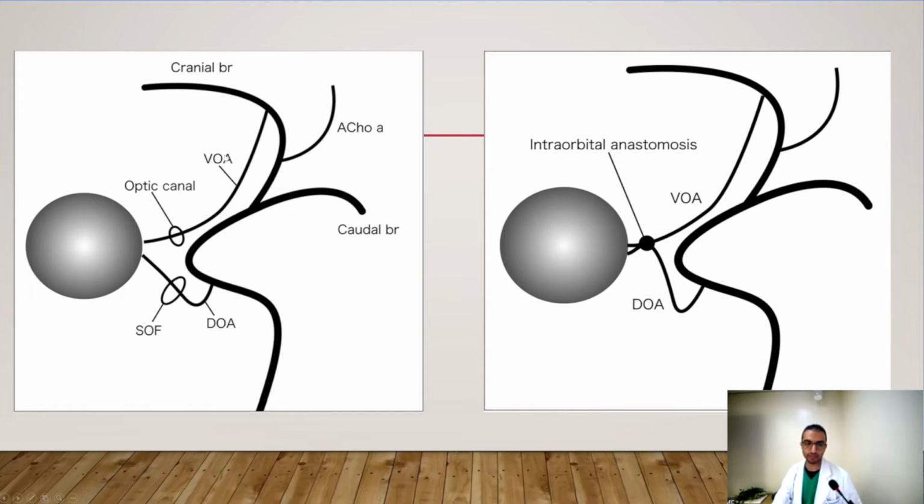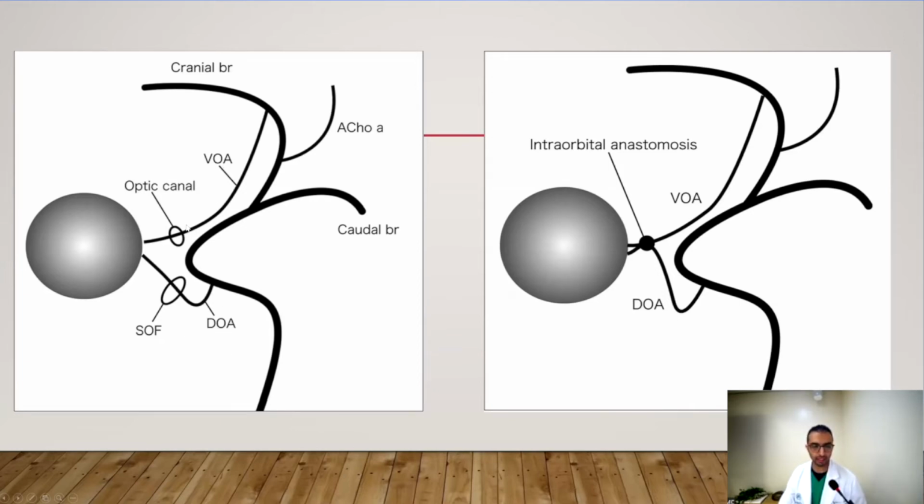So the ventral ophthalmic artery originates from the cranial, while the dorsal one originates from the carotid siphon itself. And then as we can see here, the ventral one. So again, as I mentioned at the beginning, there were two primitive ventral and dorsal ophthalmic arteries: the ventral from the cranial and the dorsal ophthalmic artery from the carotid siphon.